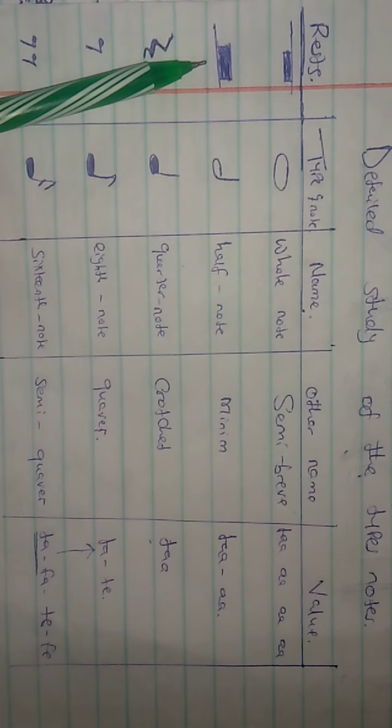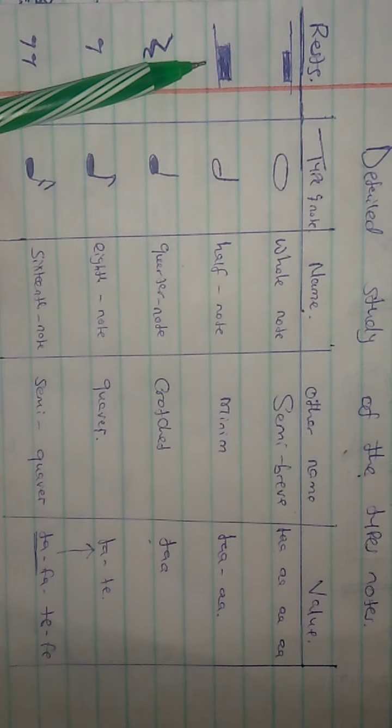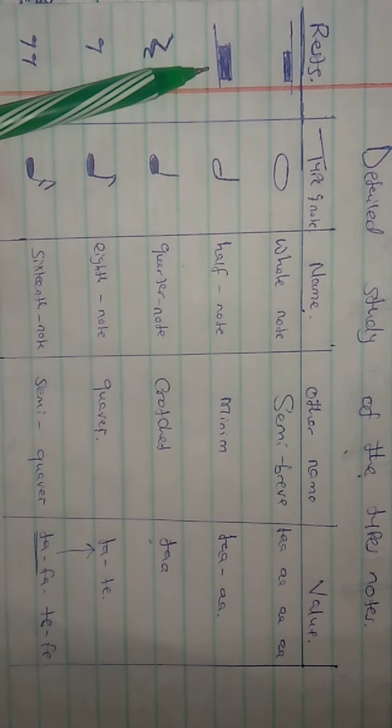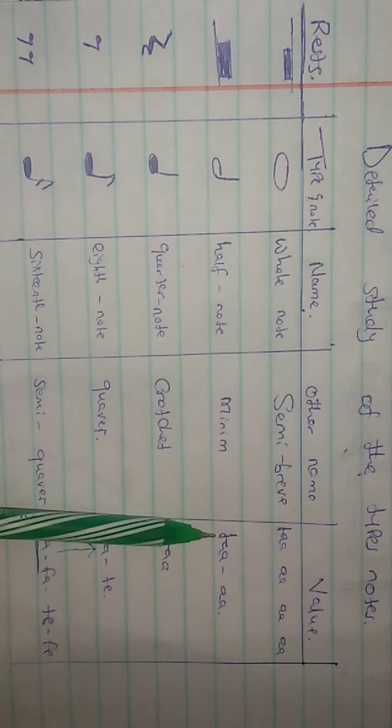The value of silence of a half note, or rather a half rest, is the same as the value of a minim. The other types of rest, that is quarter rest, eighth rest, and 16th rest, follow the same manner. That is, their value of silence is the same as the value of their corresponding notes.